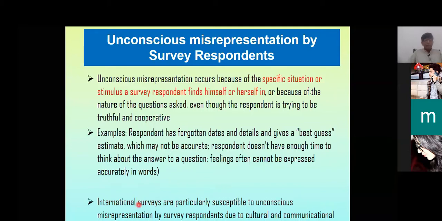And international surveys are particularly susceptible to conscious misrepresentation by the survey respondent due to cultural and communicational differences. When you are going to conduct an international survey outside your country, the problem is that most of the people do not know you. That means people are not going to believe you. Why should I provide my response to a person whom I do not know, even if he's from another country? We do not know the objective of that person. We do not know the objective of that survey. Why should I become part of it?